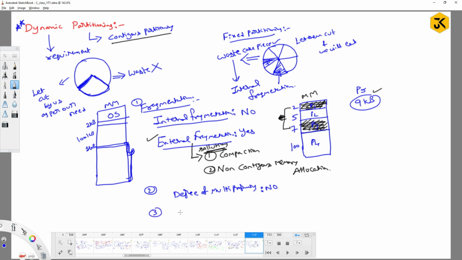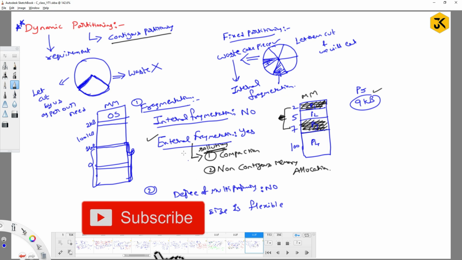And what about the process size? It is flexible, whereas in fixed partitioning, process size is not flexible because it is limited by the maximum size of the partition. Here, as it is unlimited, I can cut as per my wish. So process size is flexible, right? So this is all about dynamic partitioning.